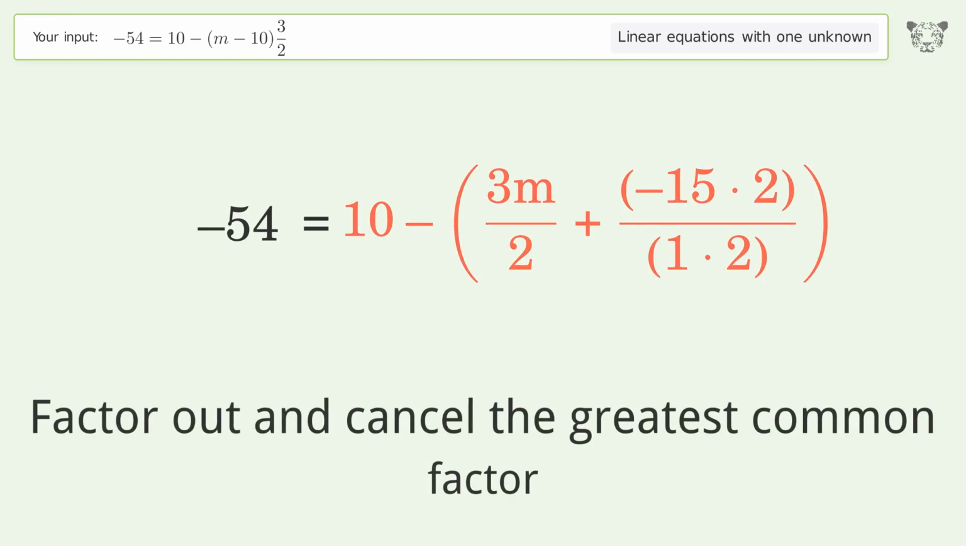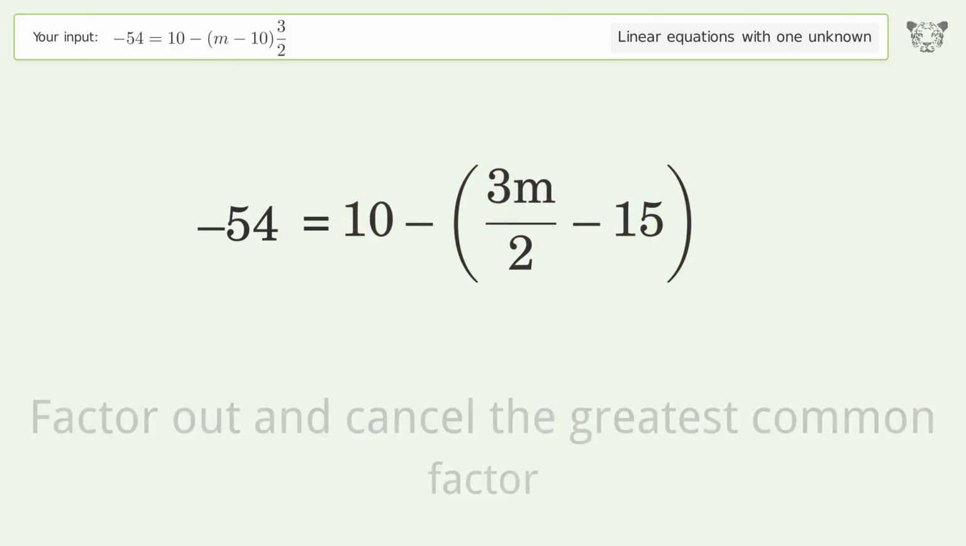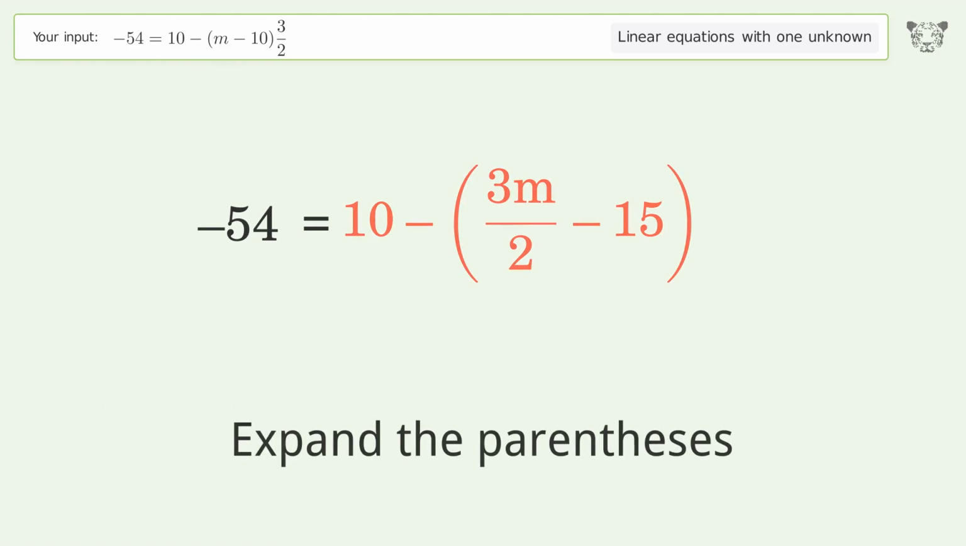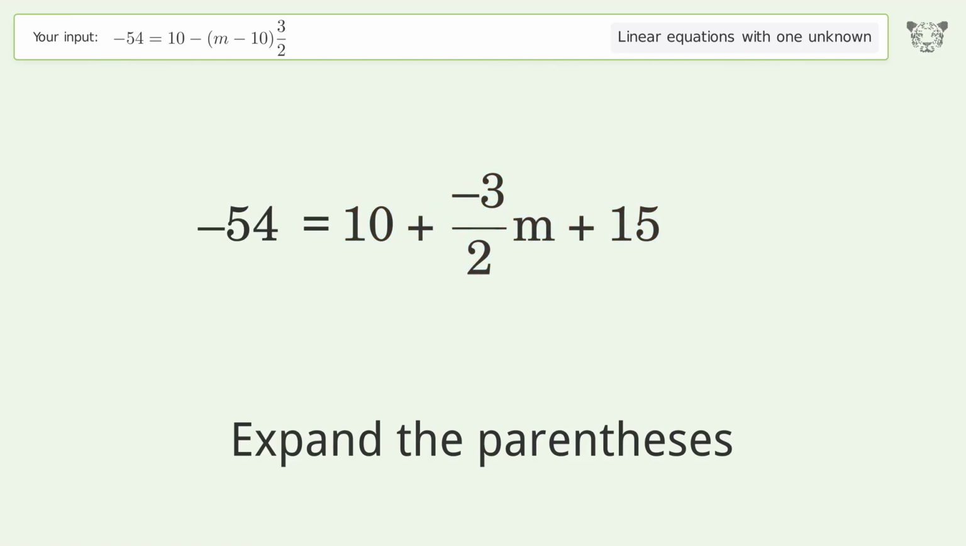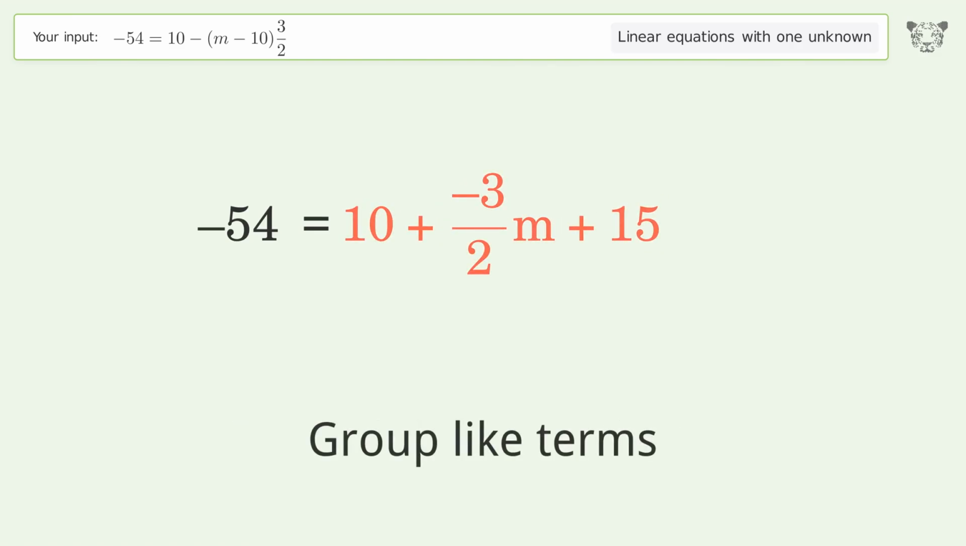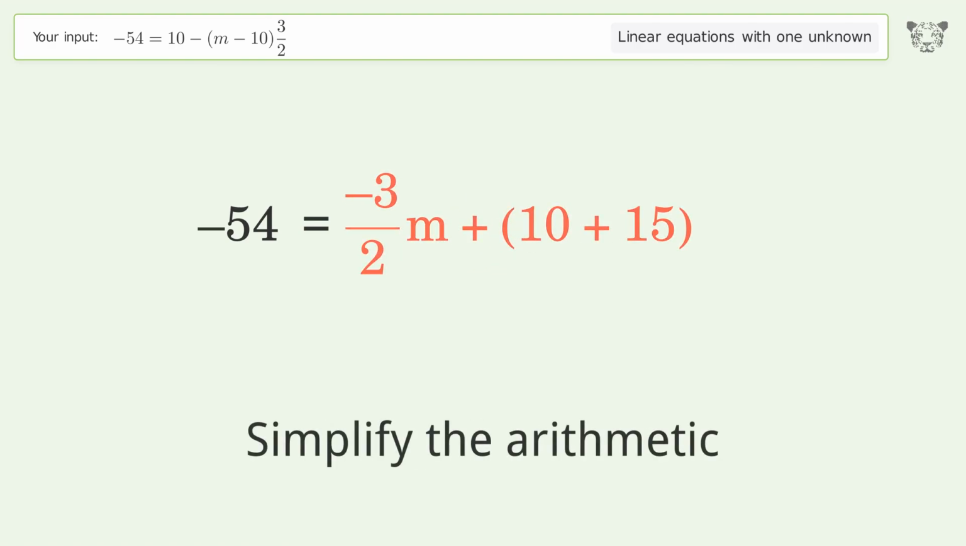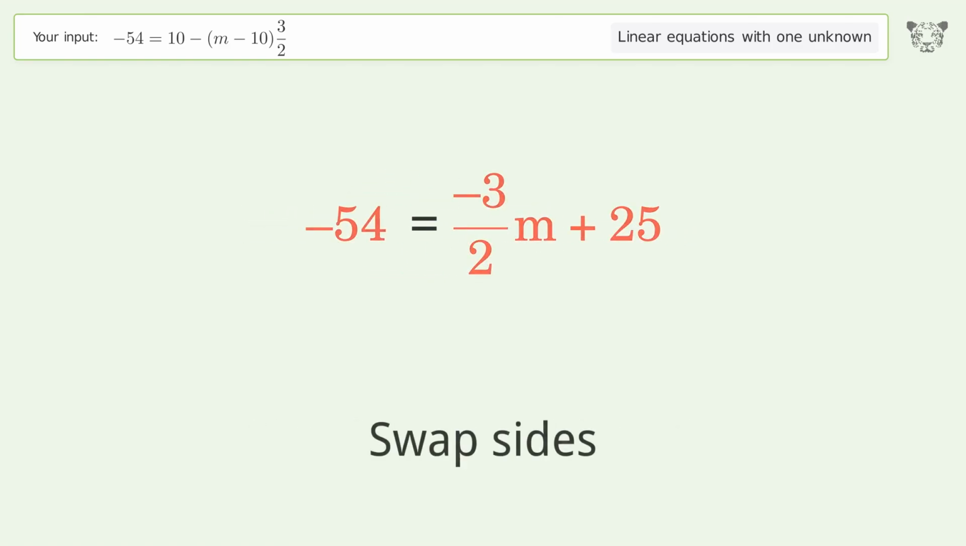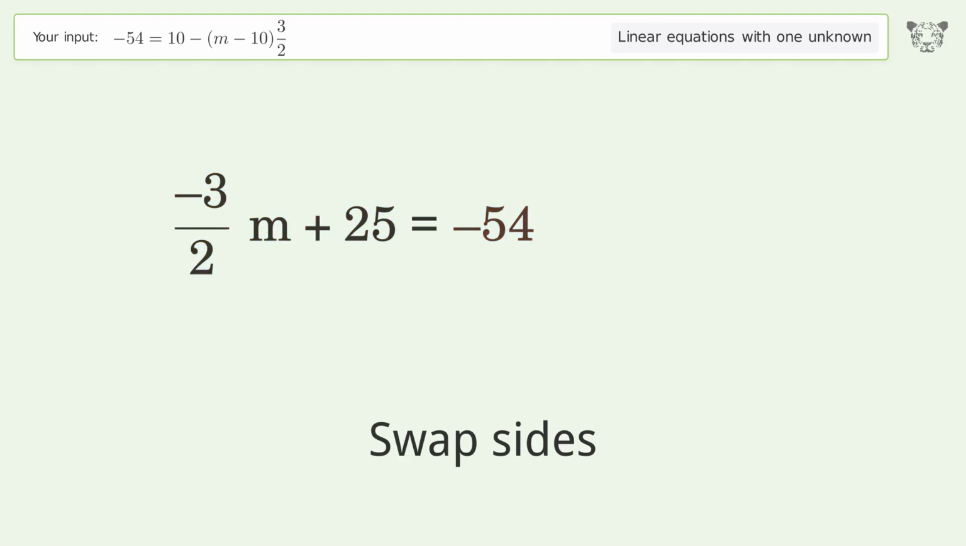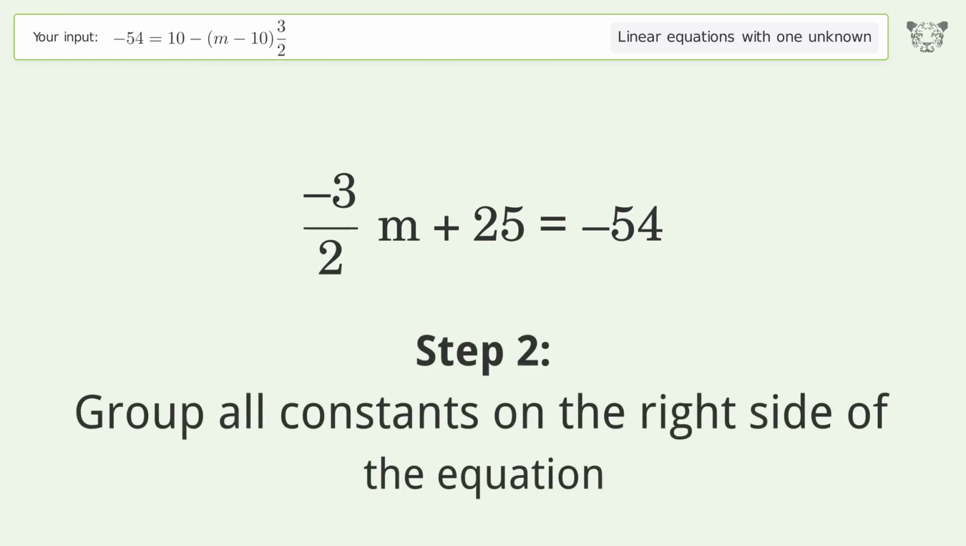Factor out and cancel the greatest common factor. Expand the parentheses. Group like terms. Simplify the arithmetic. Swap sides. Group all constants on the right side of the equation.